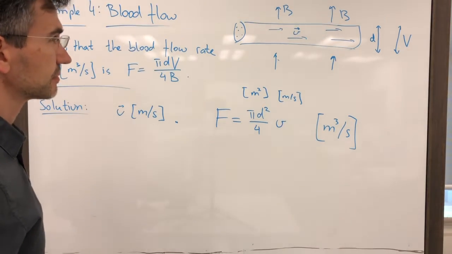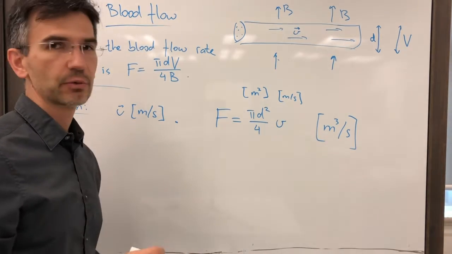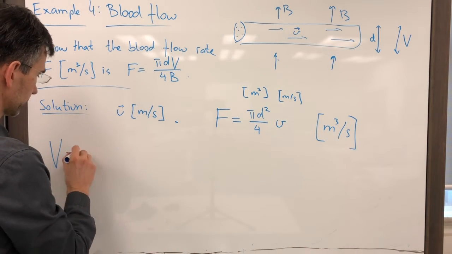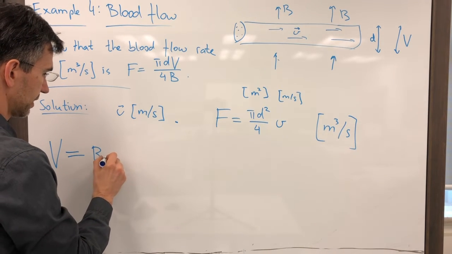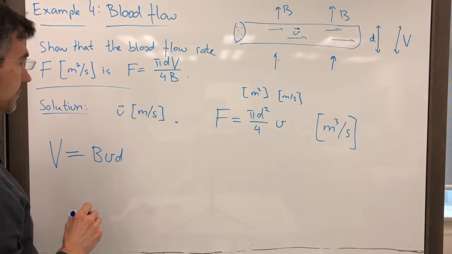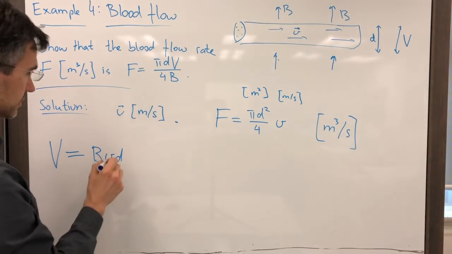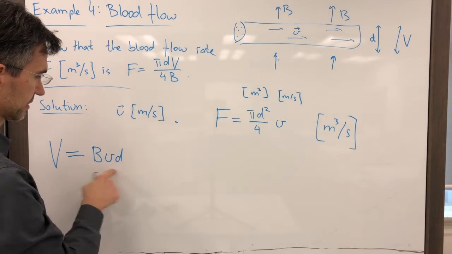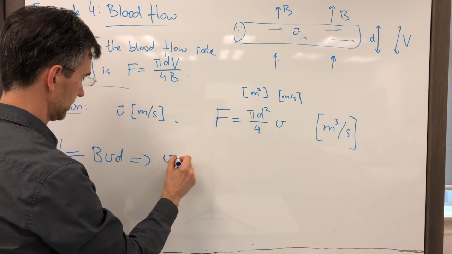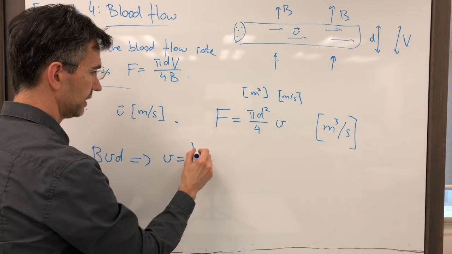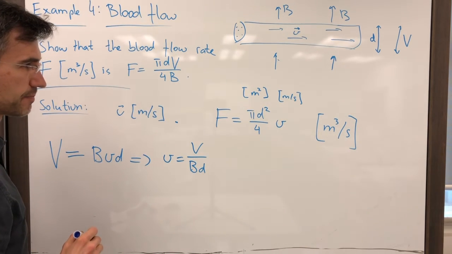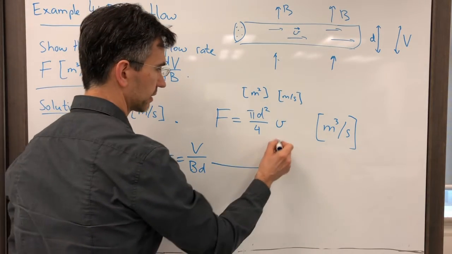So then, we can already apply what we know about motional EMF. We know that the magnitude of the motional EMF is going to be B times v, the velocity, times d. Now what we do not have here is the velocity, so we have to express the velocity from this equation in terms of the other knowns. So the velocity is going to be equal to V over Bd.